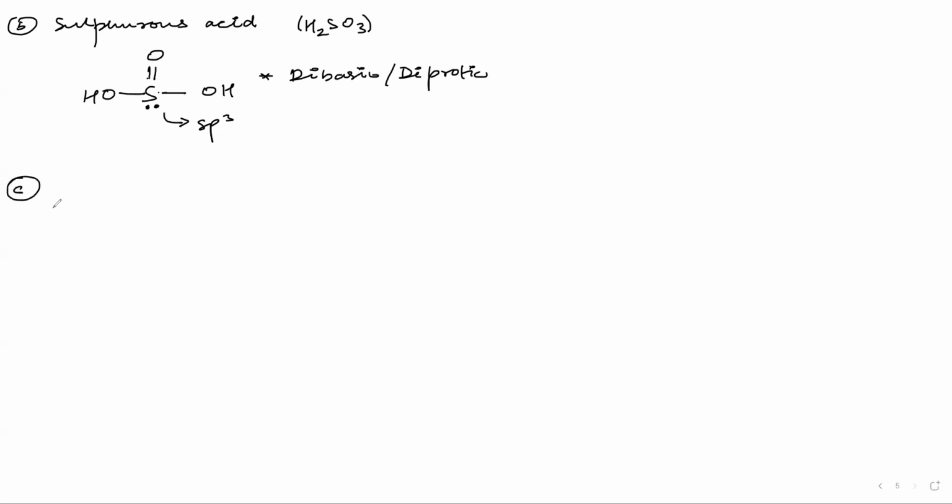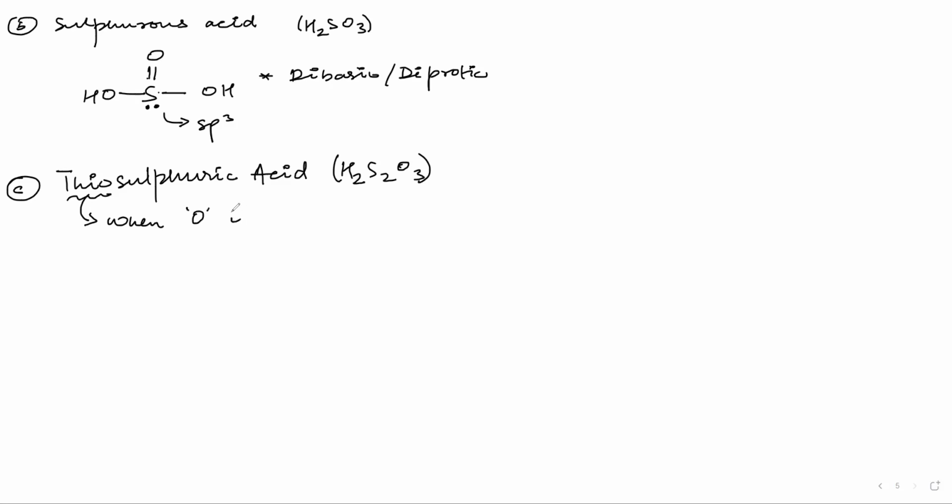Next is thiosulfuric acid. The formula here is H2S2O3. Now you remember this term, thio. When do we add thio? Thio is added when oxygen is replaced by sulfur.